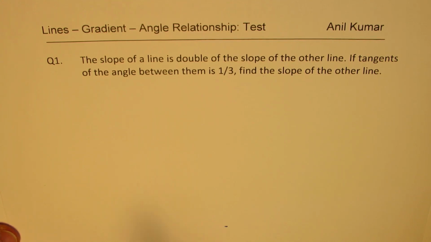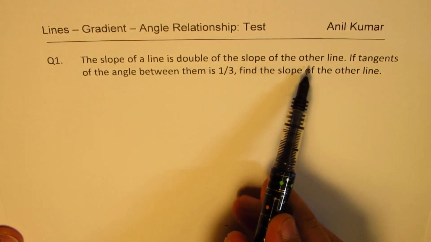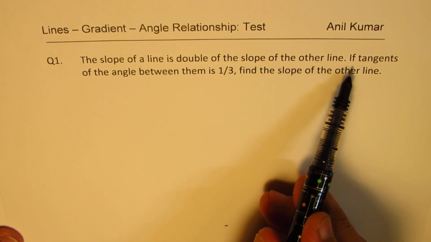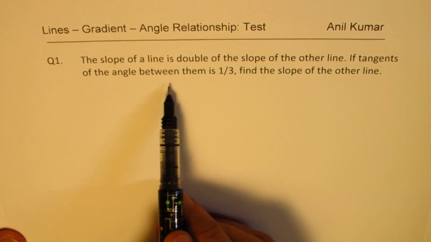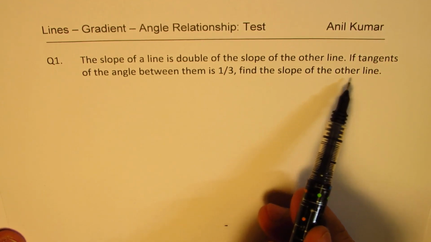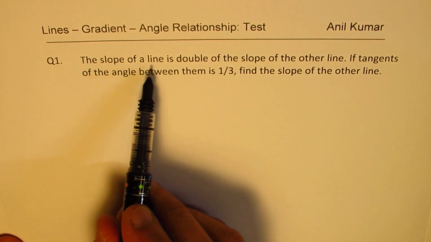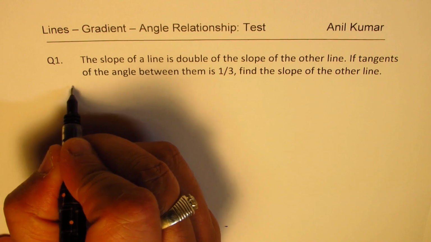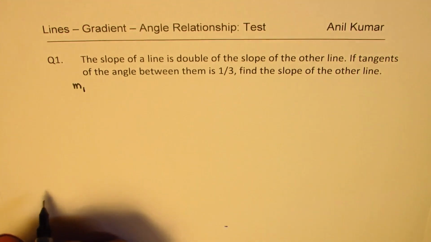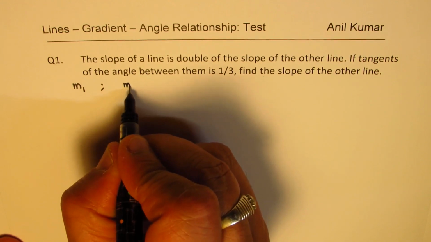Question number 1 over here is, the slope of a line is double the slope of the other line. If the tangent of the angle between them is 1 over 3, find the slope of the other line. So we are given the slope of a line, let us say line 1 has slope m1. The slope of the other line, let it be m2.